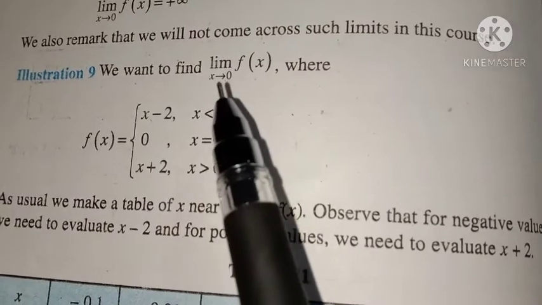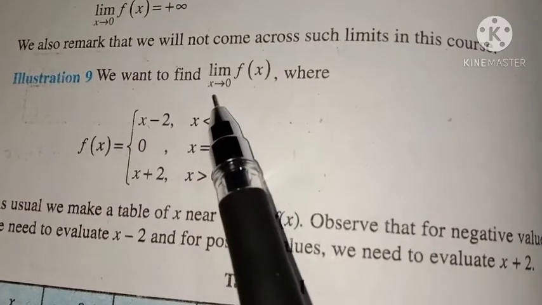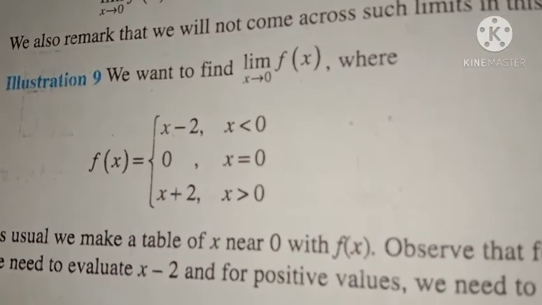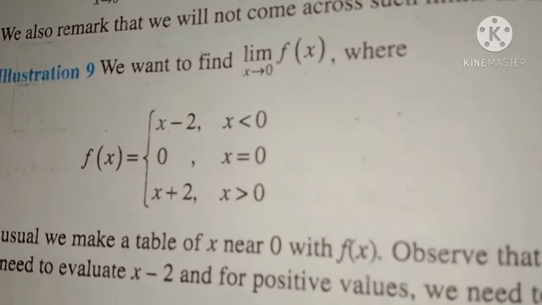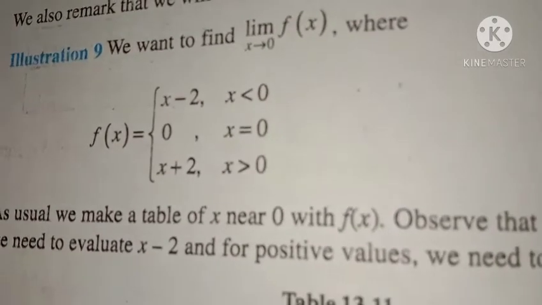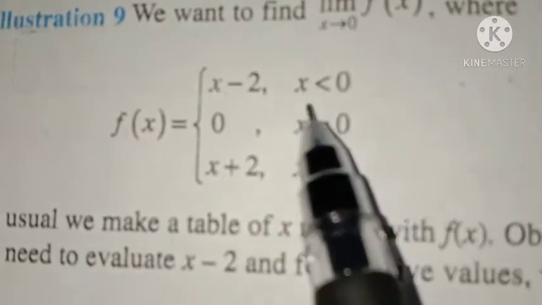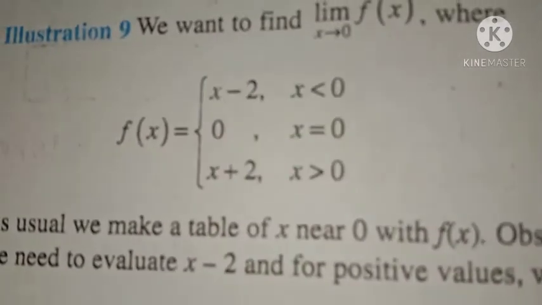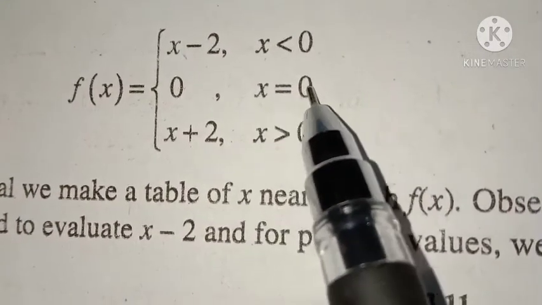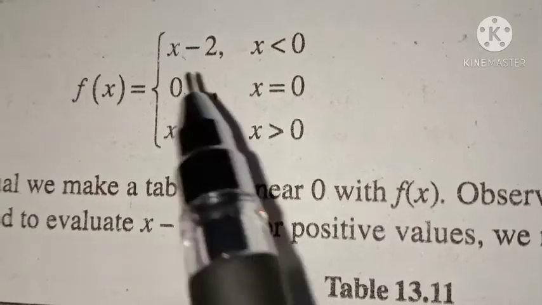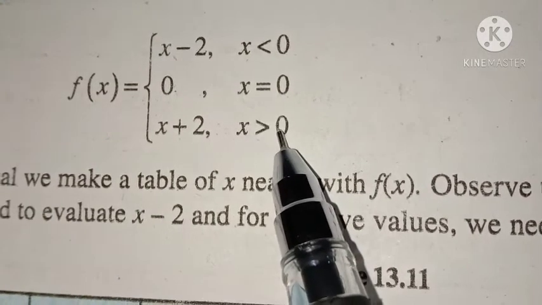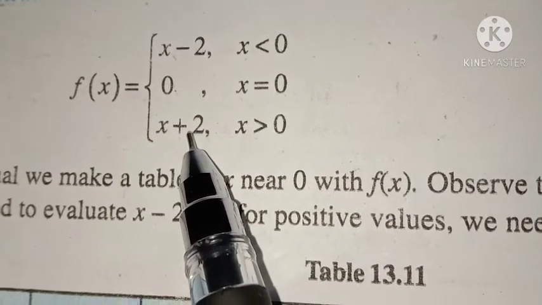Now see this example. We want to find limit x tends to 0 f of x where f of x equal to x minus 2 when x less than 0, equal to 0 when x equal to 0, x plus 2 when x greater than 0. So the meaning is that for all negative numbers, function is x minus 2. When x equal to 0, function is equal to 0. Then x greater than 0 means for all positive numbers, function is defined as x plus 2.